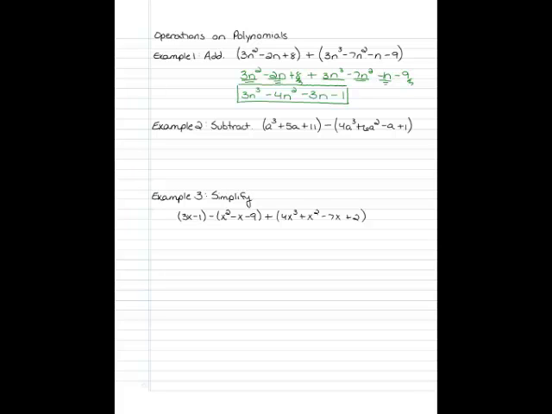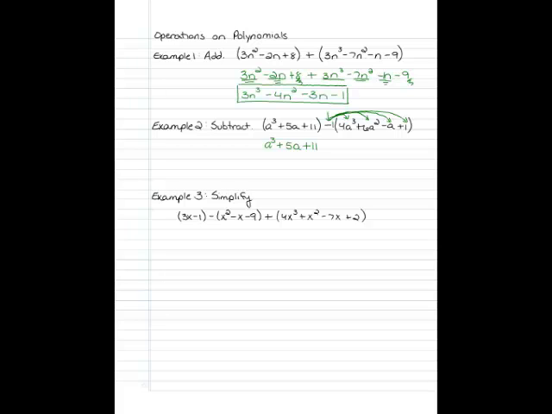In example 2, we are subtracting, so it's going to work in about the same way. We have the first polynomial, a cubed plus 5a plus 11, minus the second polynomial. Now because we are subtracting, we're going to have to distribute a negative 1 through to every single term in the second polynomial.